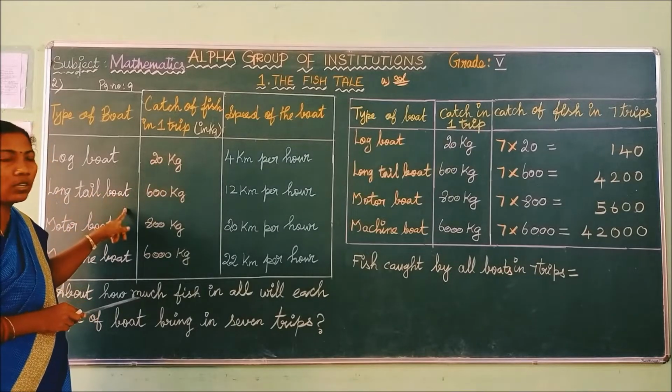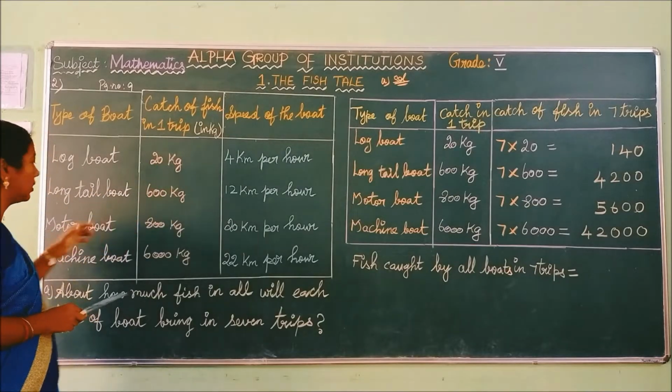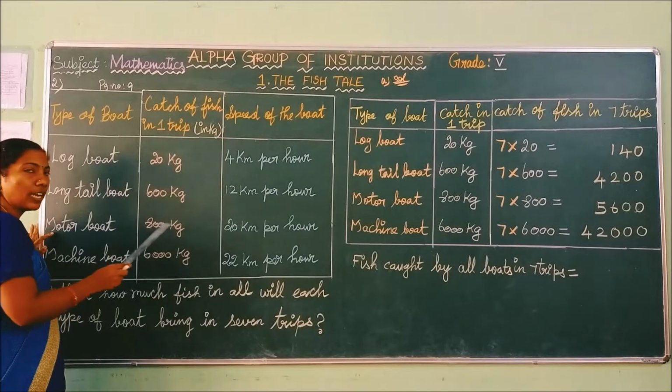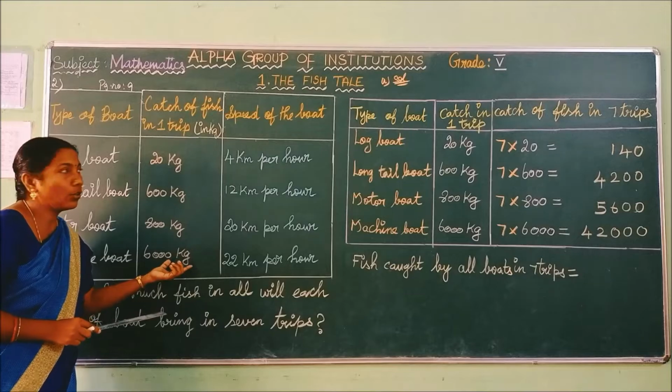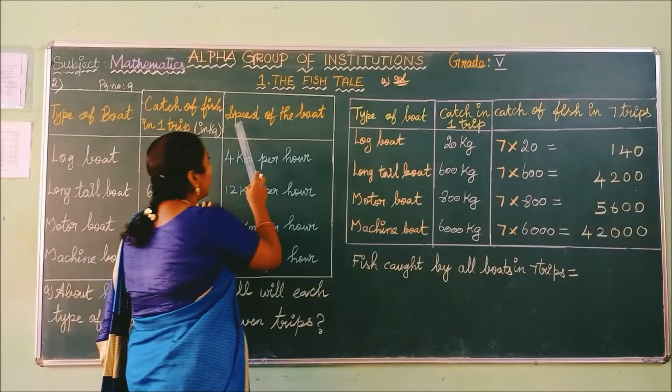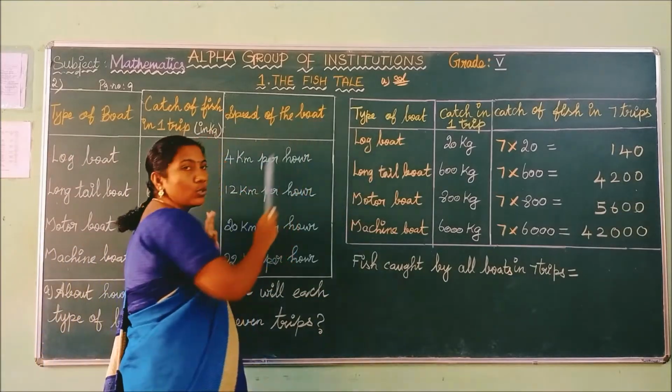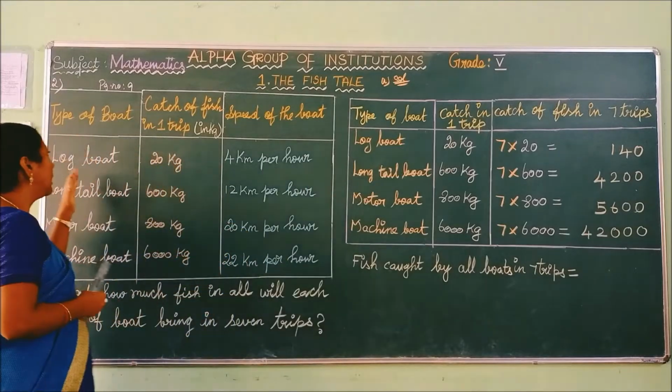Long tail boat can catch 600 kg. Motor boat can catch 800 kg. Machine boat can catch 6000 kg. And in the next column, they have given the speed of the boat. So how much speed can each boat go?